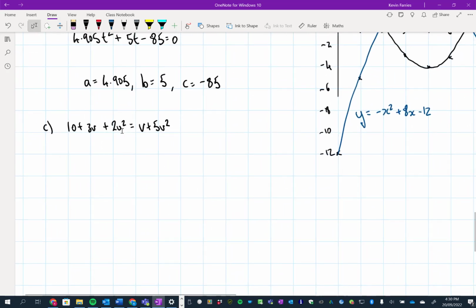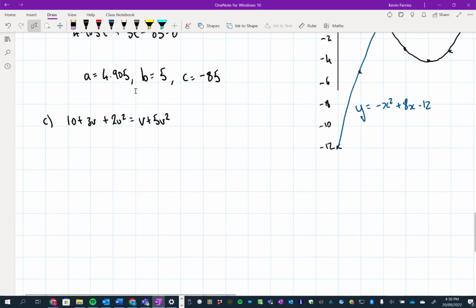I'm going to do my v squareds first. So I can't add a v plus a v squared, it's not allowed. So you can only add v squareds to v squareds. So I can do a 2v squared, we'll get to that in a minute. But I can't add a v squared with a v, and I can't add a number with a v. You can only add numbers to numbers, you can only add v's to v's, and you can only add v squareds to v squareds, or whatever the letter was, x, y, t, whatever.